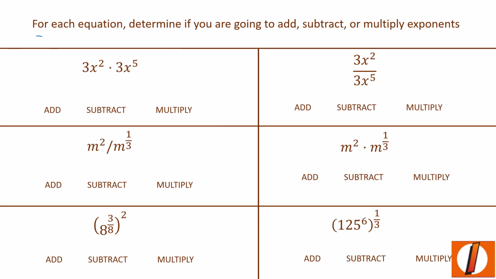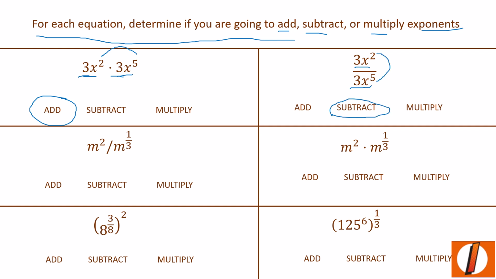All right, so for each of these, tell me whether you're going to add, subtract, or multiply your exponents. All right, same base. Same base, the base is 3x. So what would we do with the exponents? Multiplying, we add. Same base. Dividing, we subtract. So this would be 3x to the 2 minus 5. This is going to be 3x to the 2 plus 5.